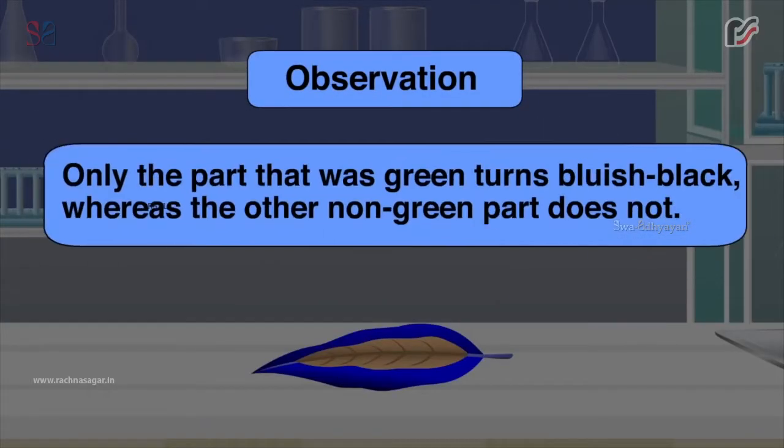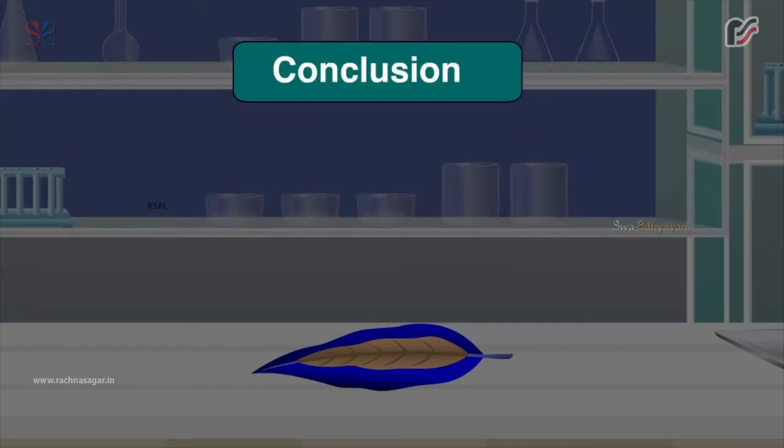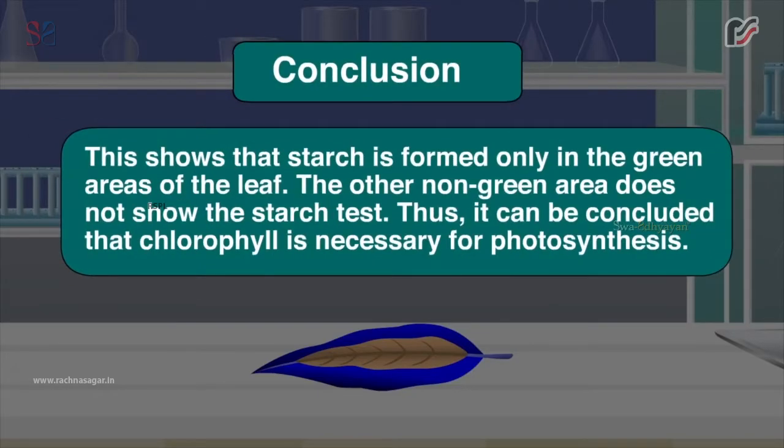Observation: only the part that was green turns bluish black, whereas the other non-green part does not. Conclusion: this shows that starch is formed only in the green areas of the leaf. The other non-green area does not show the starch test. Thus, it can be concluded that chlorophyll is necessary for photosynthesis.